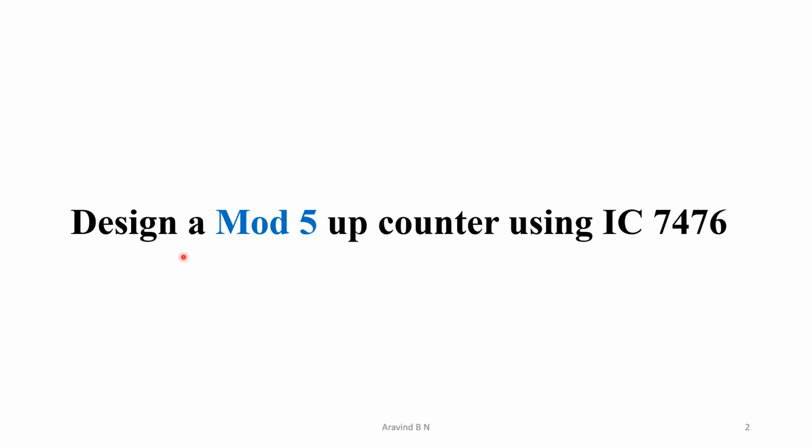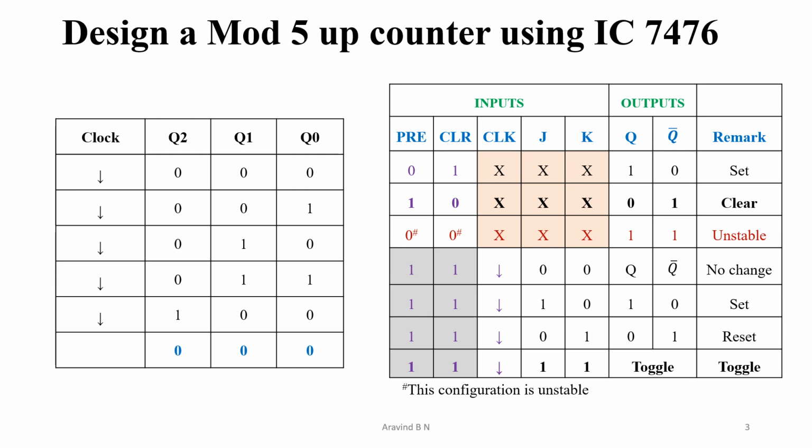The first problem we are going to have is to design a mod 5 up counter using IC 7476. Let us first understand what this mod 5 up counter is. An up counter starts from the initial value 000 and continues towards the maximum value. Mod 5 indicates that the counter has to count only the first 5 values, after which it must come back to its initial value.